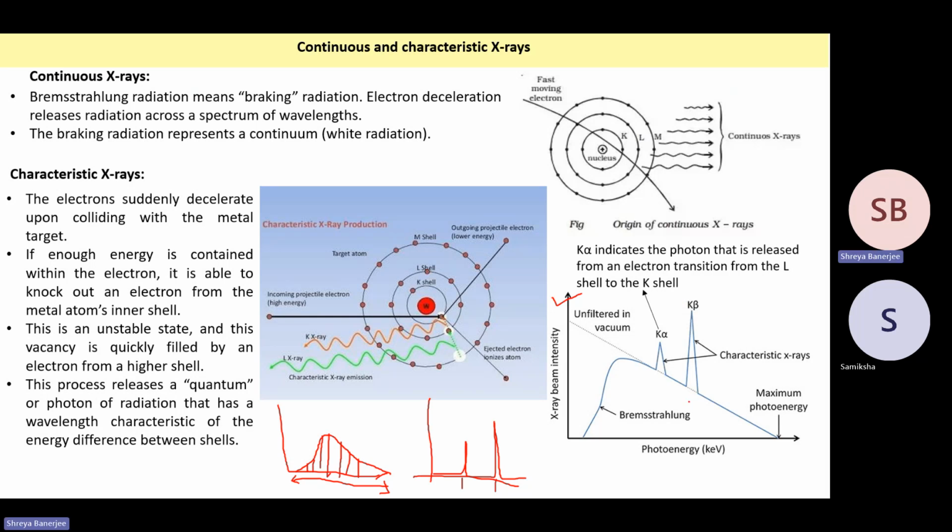So when this happens, you have to use an instrument to filter out. You don't want this. You only want, say, this. So the instrument will filter out the other radiation. So you only get X-rays of one particular wavelength.